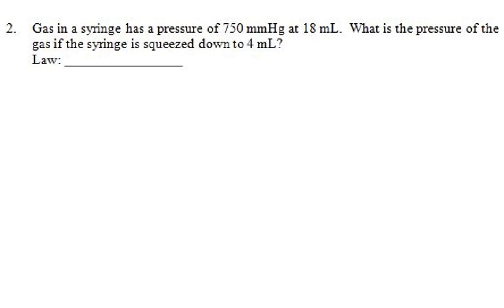Now my second of three problems. A gas in a syringe has a pressure of 750 mmHg, so that's a pressure, at 18 milliliters, that's a volume. What is the pressure of the gas if the syringe is squeezed down to 4 milliliters?